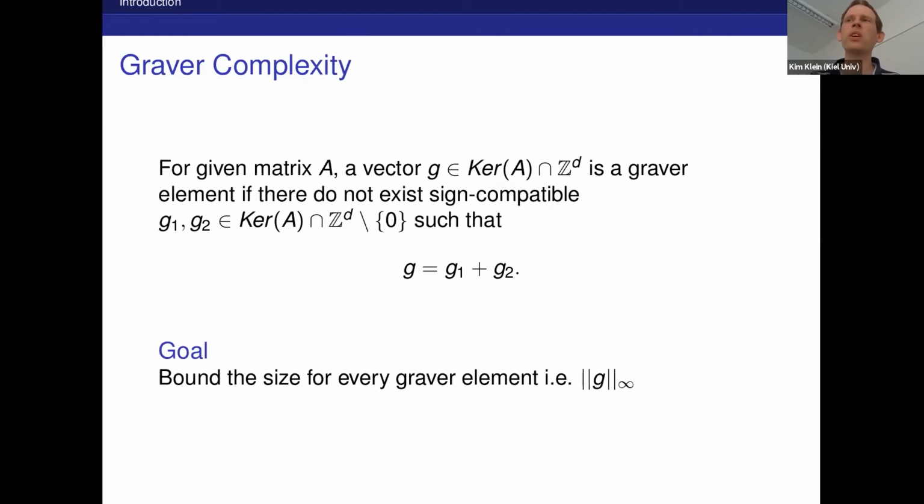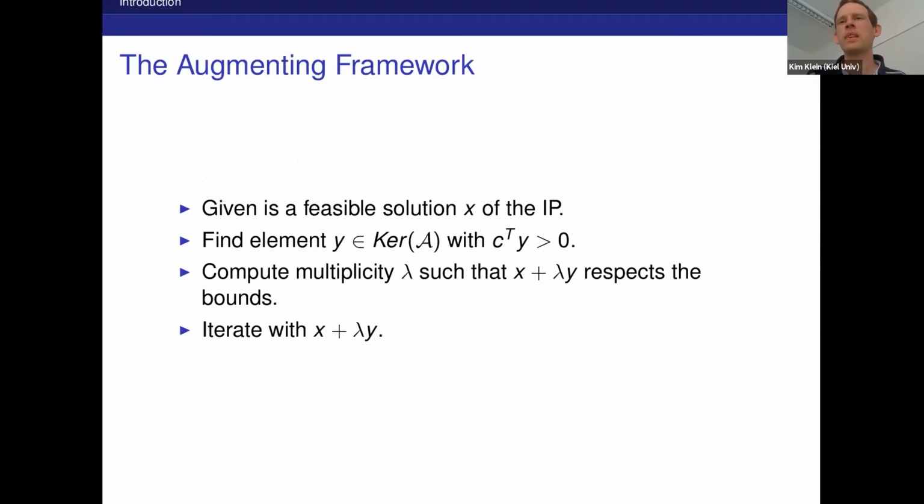As soon as you can do that, then you can use a more or less standard augmentation framework. Okay, so let me briefly explain how that works. The idea is we start with an initial feasible solution x, and then we would like to improve upon that solution stepwise. So what we do is we find an element of the kernel, an integral element of course, with improved objective.